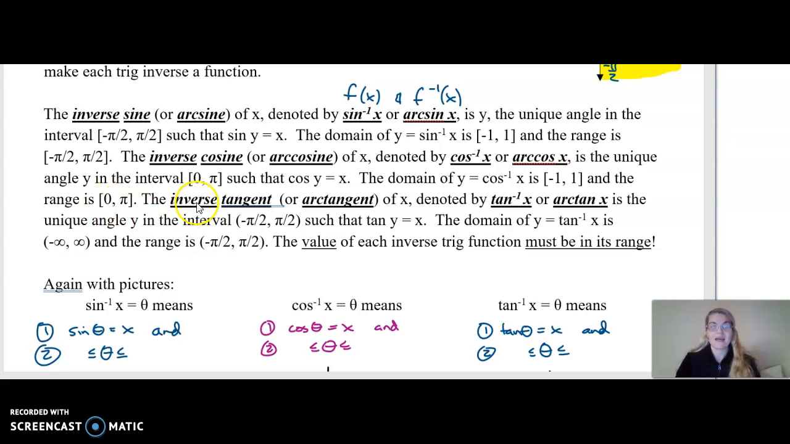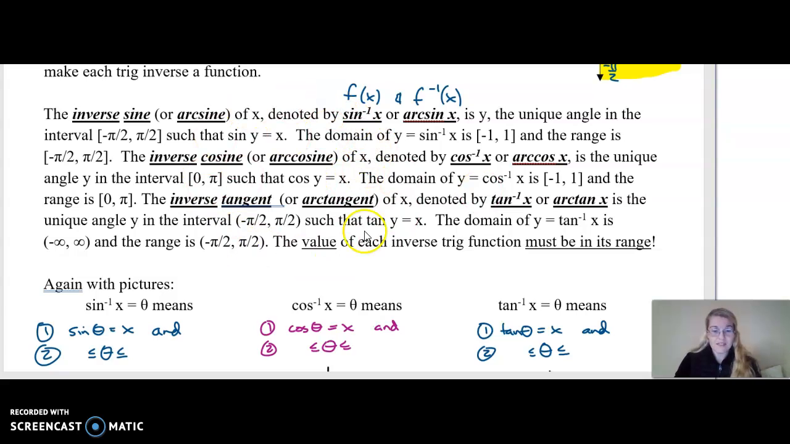And inverse tangent, or arctangent, denoted by tan inverse of x, or arctangent of x, is the unique angle y in the interval from negative pi over 2 to positive pi over 2. Again, I'm thinking quad 4 and quad 1, such that tangent of y equals x. So the domain of y equals tan inverse of x is all real numbers, because that's the range of tangent. And the range of tan inverse is my restricted domain from negative pi over 2 to positive pi over 2, the restricted domain of tangent. So the value of each inverse trig function must be in its range.